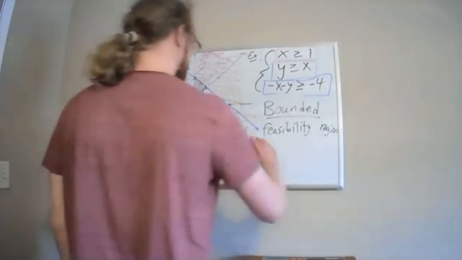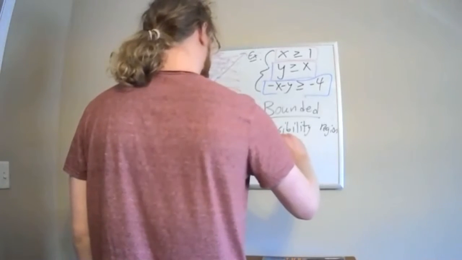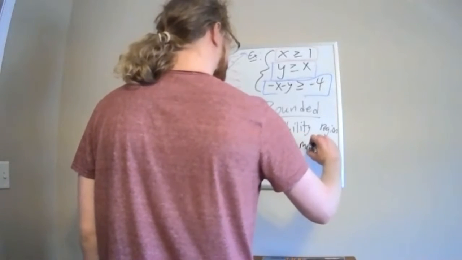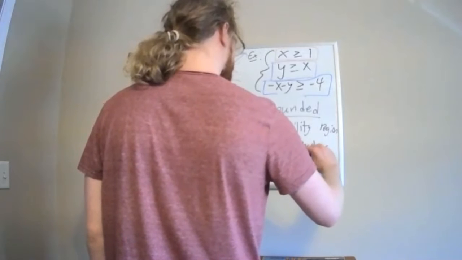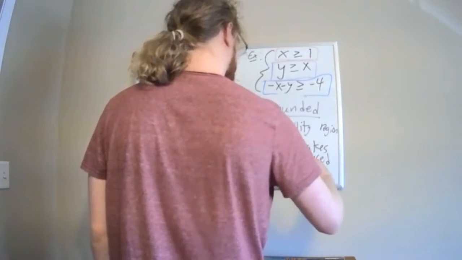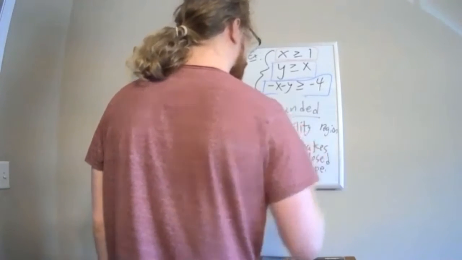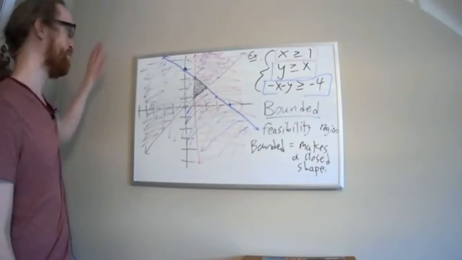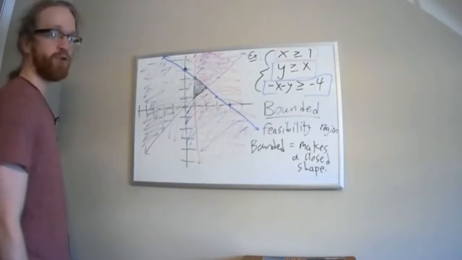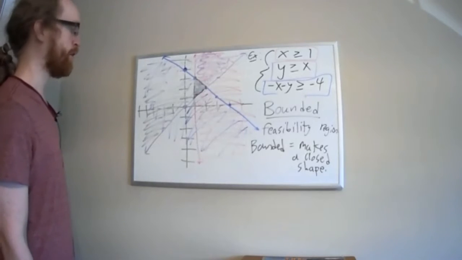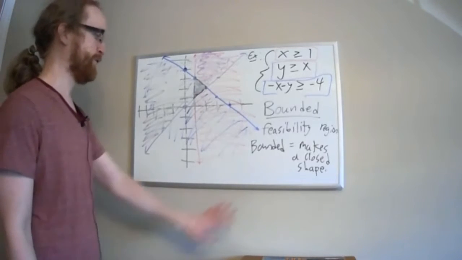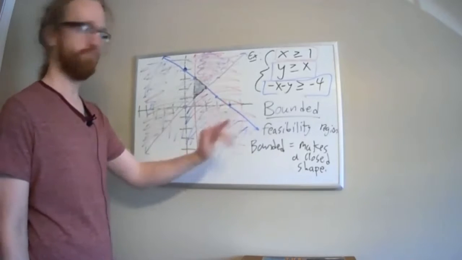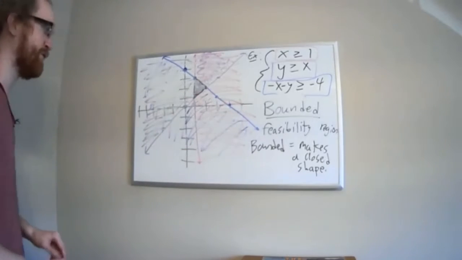So bounded just means makes a closed shape. I think if you look in the book, they have a more technical definition about it being contained in some big circle or something, which is true, but I don't think we need to make it that technical. Let's just say it makes a nice closed shape. In this case, it made a triangle, so this is a bounded feasibility set.